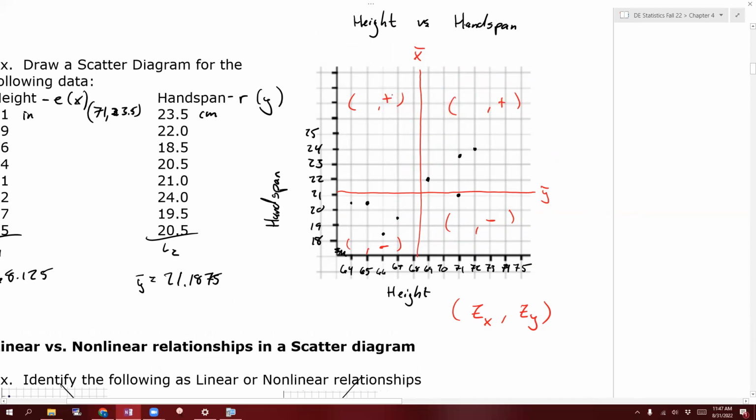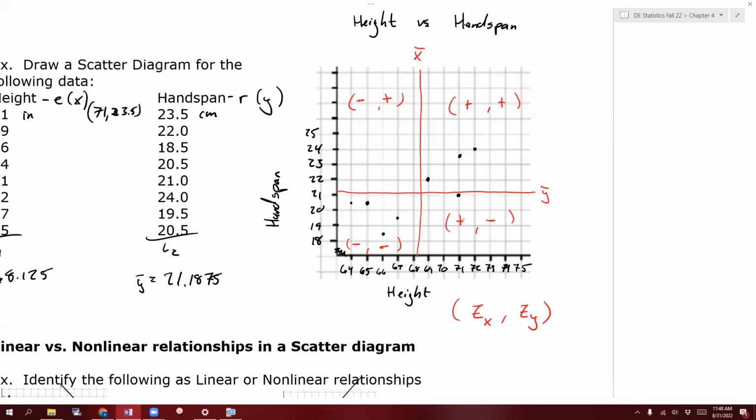Now, for my x's, if it is to the left of x bar, we're going to have a negative z-score for my x. If I'm to the right of my average x, I'm going to have a positive z-score. Now, based on those averages, my x bar and my y bar, notice the two quadrants that the majority of my points fall into. They fall into the negative negative quadrant and they fall into the positive positive quadrant.